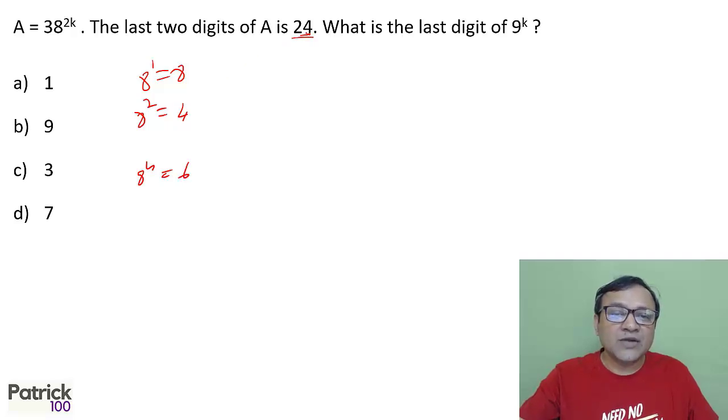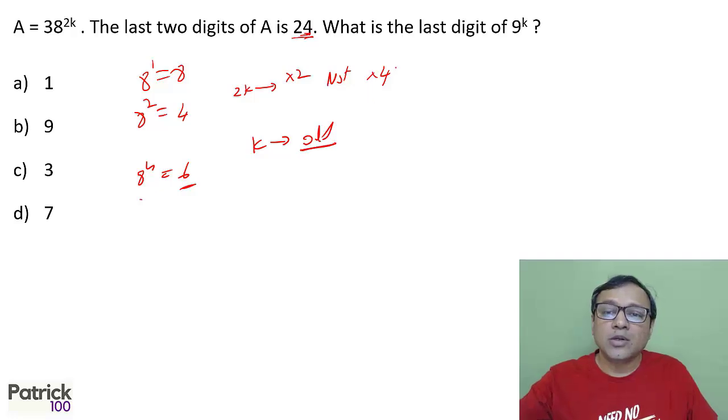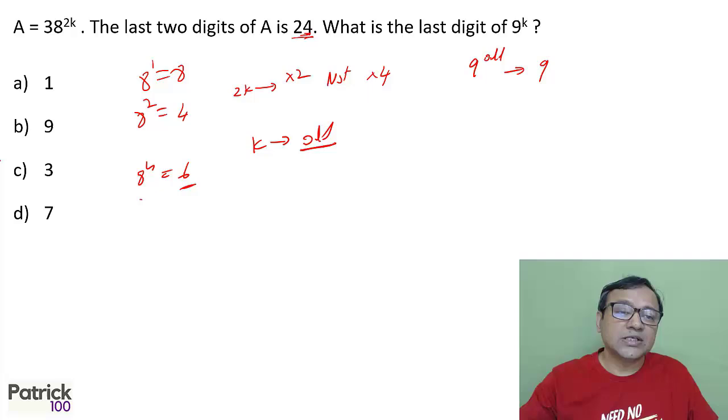So since this ends in 4, that means this 2K, which is the power, should be a multiple of 2, but not a multiple of 4. Because if it was a multiple of 4, it would end in 6. So K should be an odd number. So you're dividing by 2, so K should be an odd number. So 9 to any odd number will end in 9. So the answer is B option.